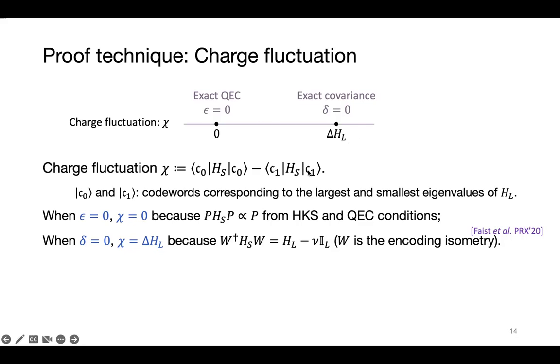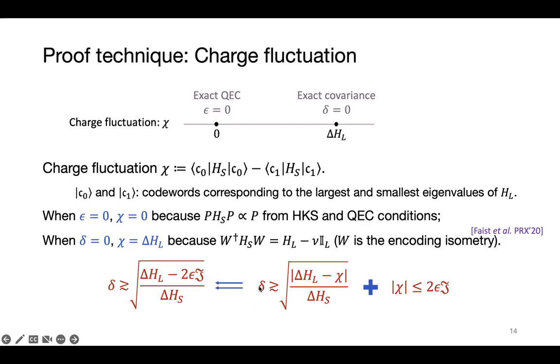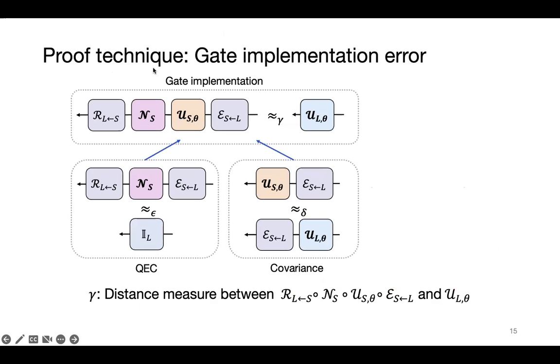So we can see that it is an indicator of the incompatibility between the error correcting property and the covariance. In order to get our trade-off relations, we first put a lower bound on delta using the distance between delta HL and chi. We can also put a lower bound on epsilon using the distance between chi and 0, which is the absolute value of chi. Combining these two, we are able to prove this first type of trade-off relation. Okay, so this is the first proof technique, and the second proof technique makes use of a different concept called gate implementation error.